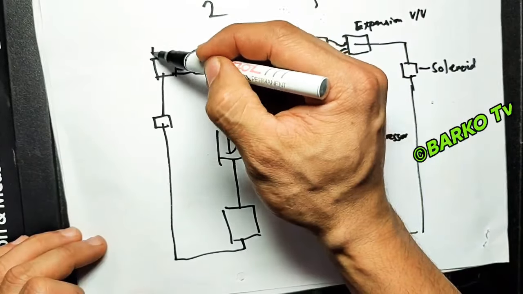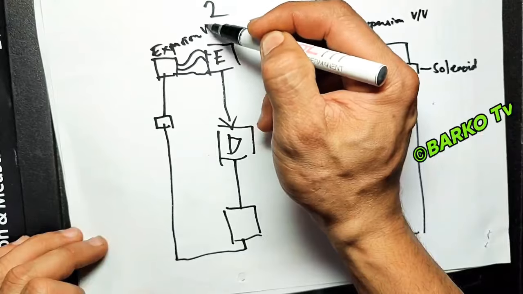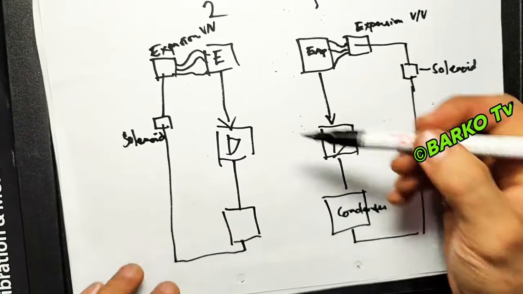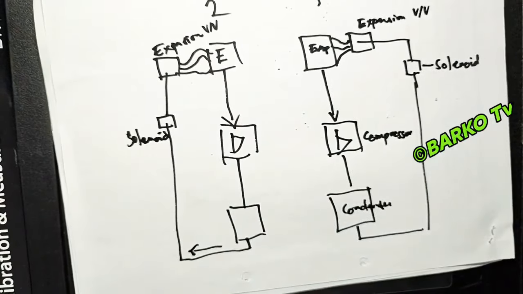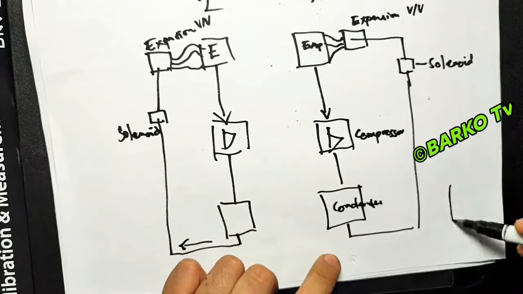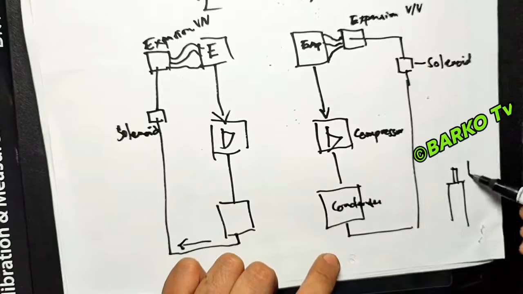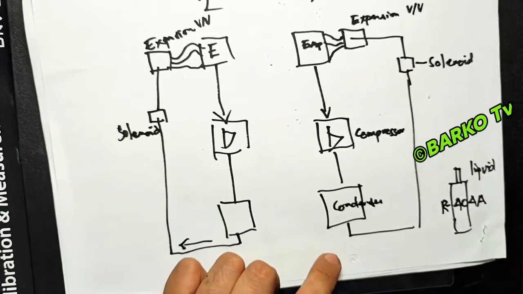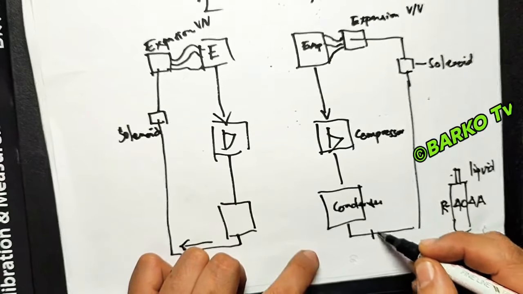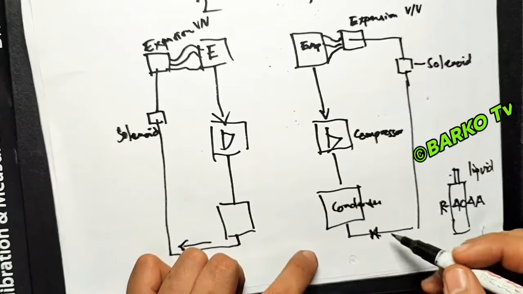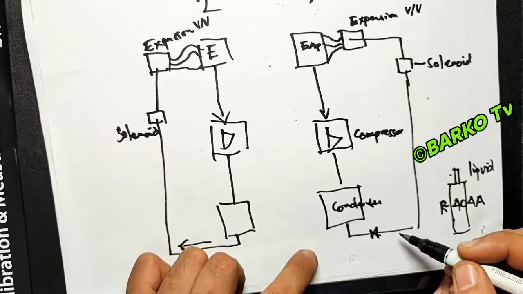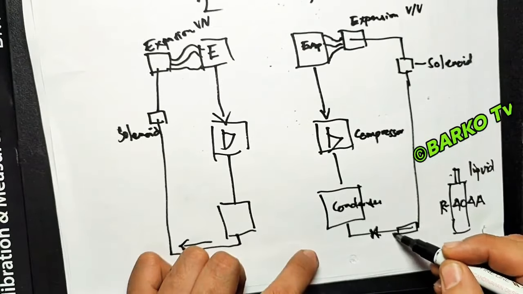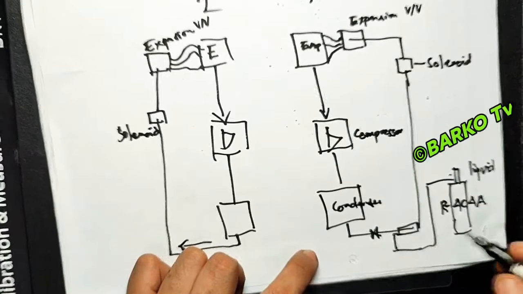About the solenoid, we have another video about the expansion valve and how to set the temperature. The solenoid is controlled with a temperature transmitter. For example, this is the tank, R404A. This is our refrigerant. We need to charge liquid refrigerant to our system. Close the valve after the condenser. Then we have here a dryer. Before the dryer, there is a charging valve. That is for the liquid.